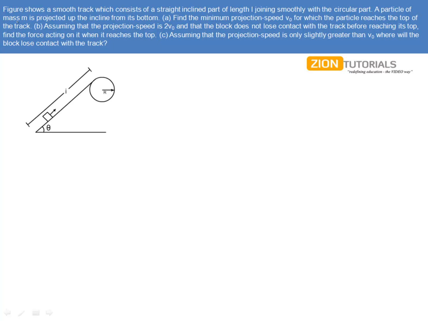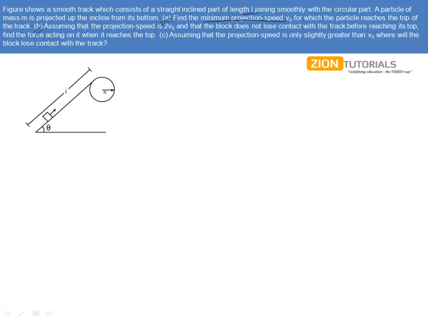As the question says, the figure shows a smooth track which consists of a straight inclined part of length L, that is this one, smoothly joining with the circular part, that is this one. A particle of mass m is projected up the incline from its bottom. Then find the minimum projection speed v0 for which the particle reaches the top of the track.